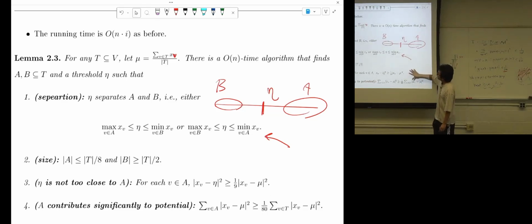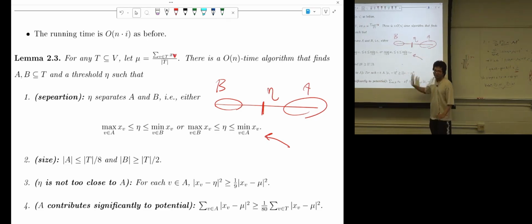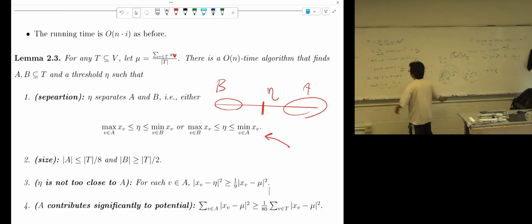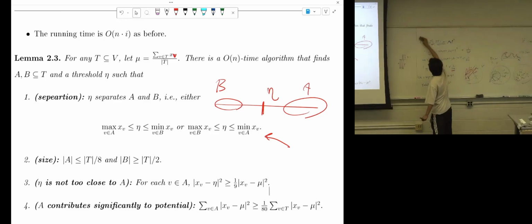Okay. So let me try to tell you why this should be possible, how to return this thing. Okay. Good.